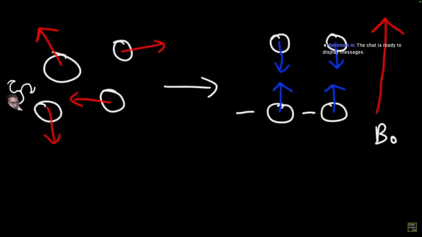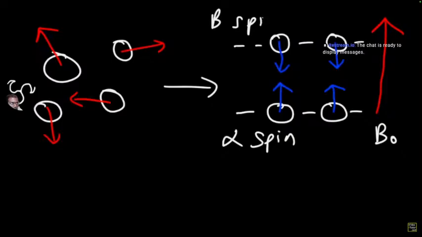Whenever the nuclei are aligned with the applied magnetic field, this is known as the alpha spin state. And whenever they're aligned against the external magnetic field, this is known as the beta spin state. As you can see, the alpha spin state is lower in energy than the beta spin state. And so the majority of the hydrogen nuclei will be in the alpha spin state, because it's more stable.